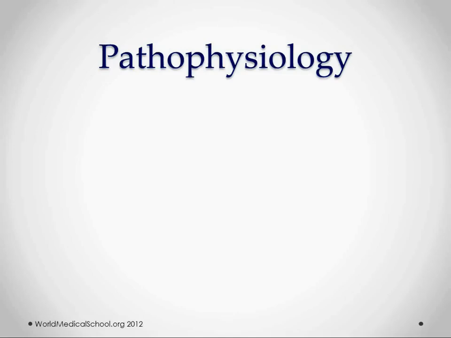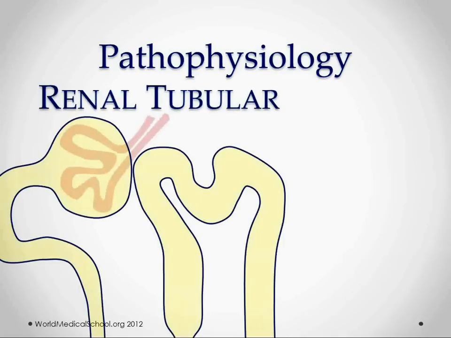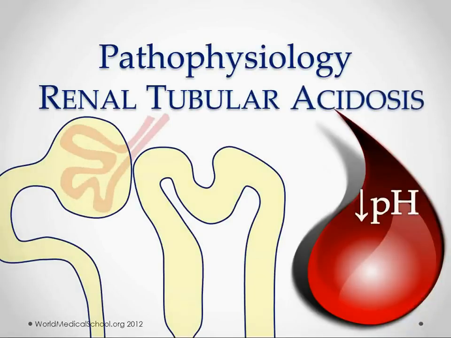So let's break it down into the words. Renal tubular is referring to the renal tubules. This is where we make urine. And acidosis is referring to the blood. So we're talking about a low pH in the blood, which means that we've got an excess of hydrogen ions, or we don't have enough bicarb.